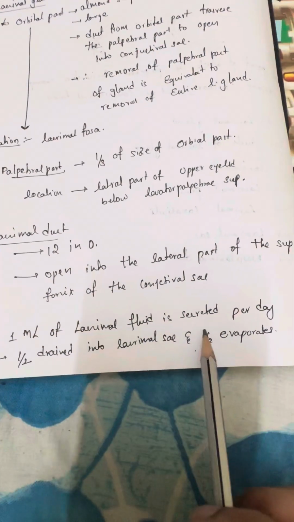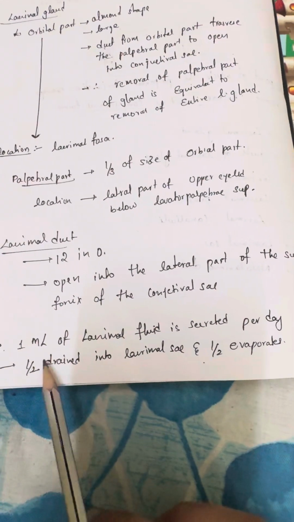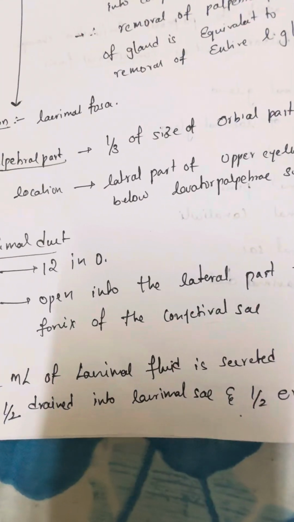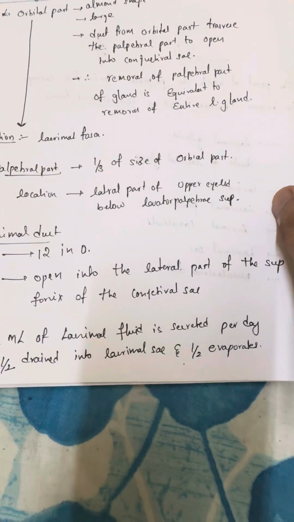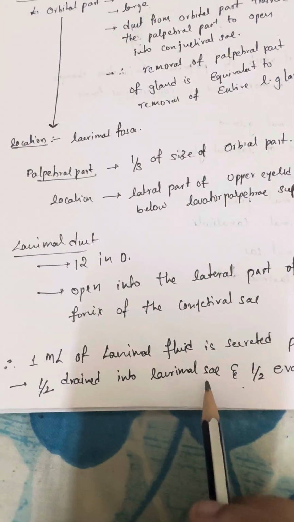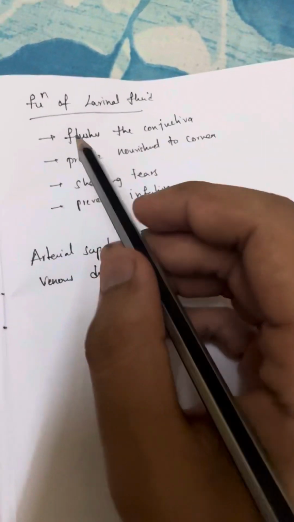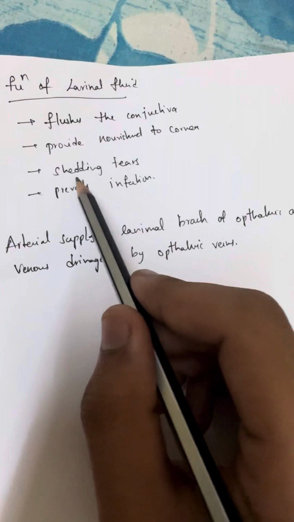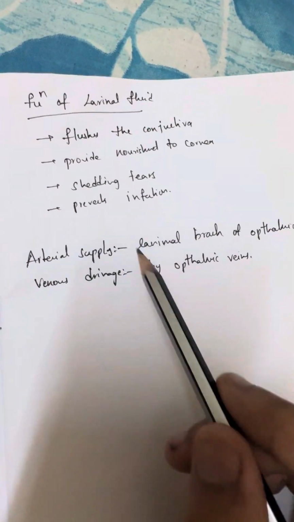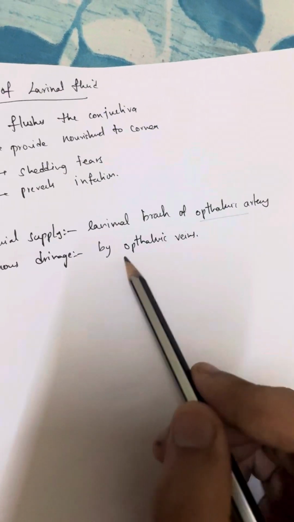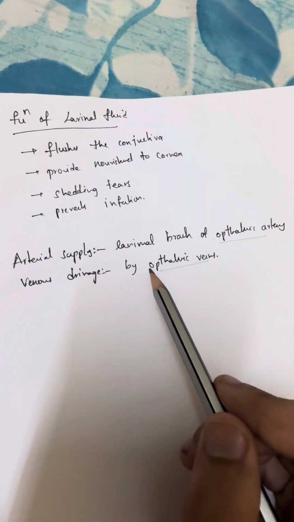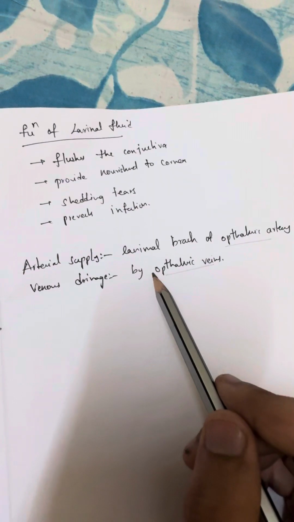One ml of lacrimal fluid is secreted per day; half a ml is drained into the lacrimal sac, and half a ml is evaporated. The functions of the lacrimal fluid are: it flushes the conjunctiva, provides nourishment to the cornea, and prevents infection. The arterial supply is the ophthalmic artery. The venous drainage is the ophthalmic vein. We will discuss the nervous part in the next video.